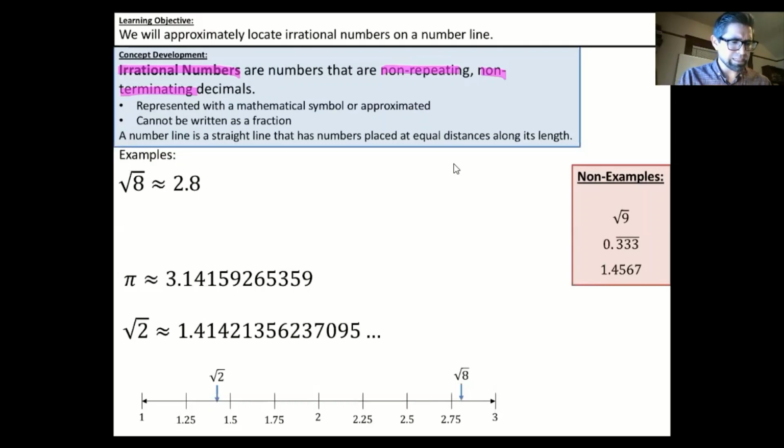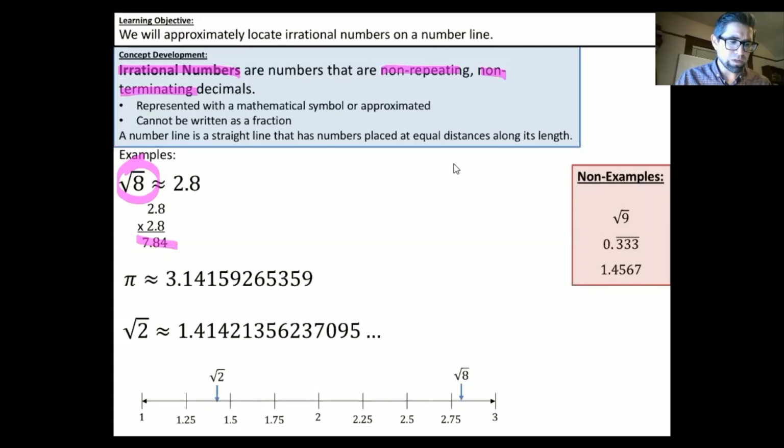Let's look at an example here. So for my first example, I see the square root of 8 is approximately 2.8. So the square root of 8, this is our irrational number. Now, if it's non-repeating and non-terminating, I see that 2.8 is not quite the square root of 8. It's 7.8, right? So 2.8 is not quite right.